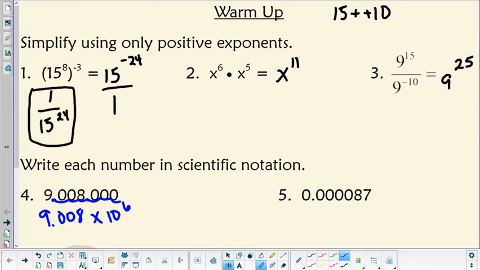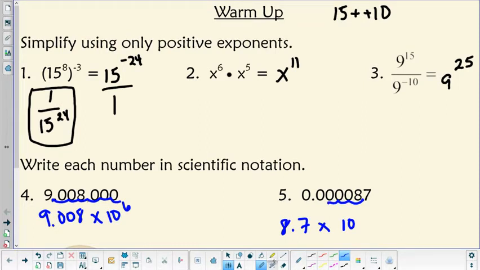For number 5, same thing. Where can I put my decimal point to make this between 0 and 10? Well, I can put it right here at 8.7. So that becomes my coefficient in the front, times 10 to what power? How many spaces is it going to take to get from my new point to my old point? So I have 1, 2, 3.